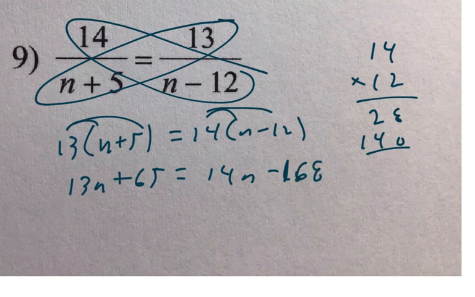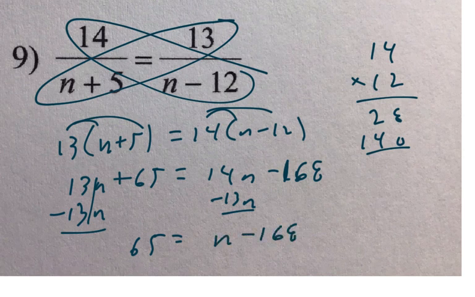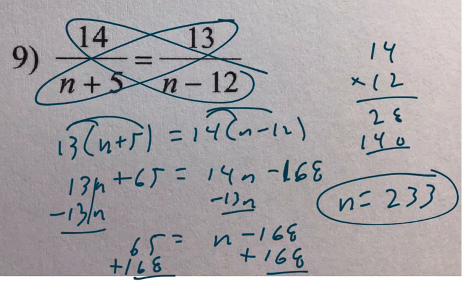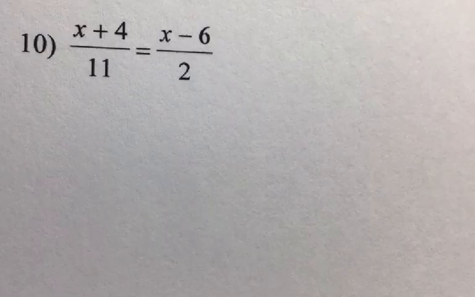Okay. Now, guys, this time I'm going to go ahead and minus 13n. So 65 will equal n minus 168. And now I can get the numbers by themselves by adding 168. So n's going to be a big number this time. Let's see, 13. Looks like it's 233 unless I made a mental mistake. All right, let's do one more.